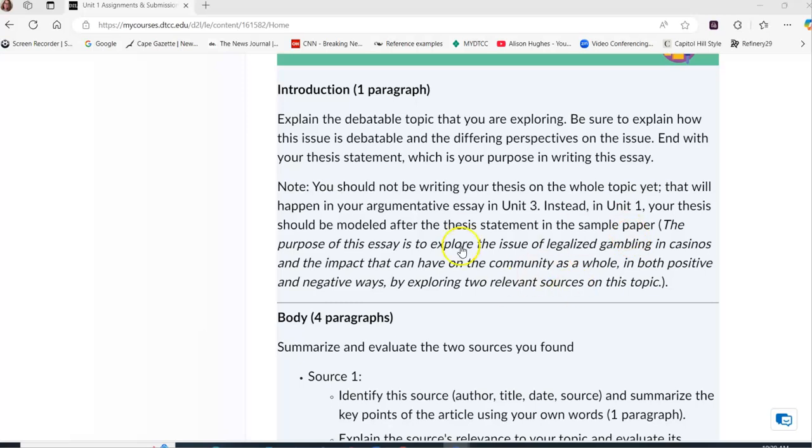So here's a sample. The purpose of this essay is to explore the issue of legalized gambling in casinos and the impact it can have on a community in both positive and negative ways by exploring 2 relevant sources on this topic. Beautiful. It gives us the topic and it gives us the purpose. So clearly the debatable question for this particular sample purpose statement is, what are the benefits and drawbacks of legalized gambling? Something along those lines. Because clearly I can see positive and negative, and I can see the topic of legalized gambling. So that's your first paragraph.